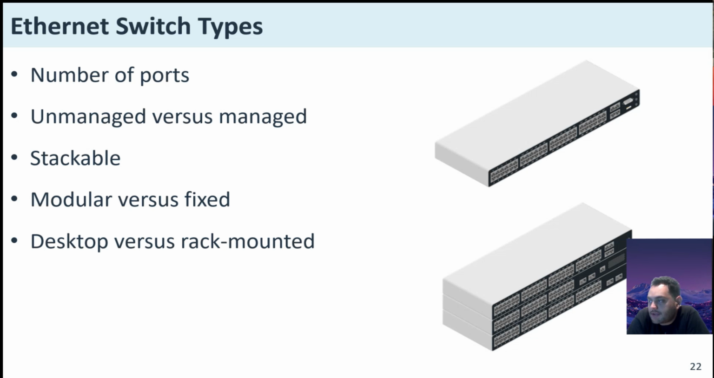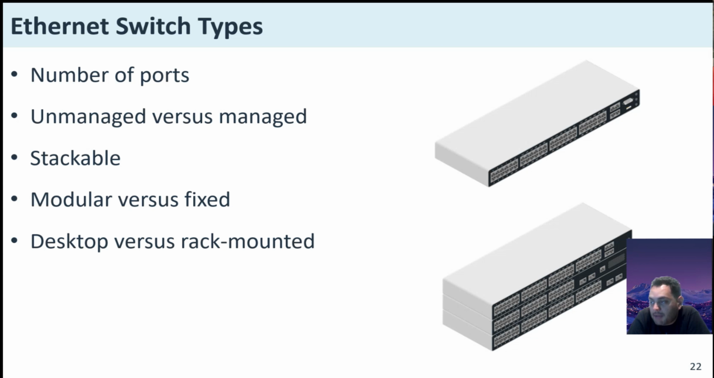Modular versus fixed. A fixed switch comes with a set number of ports that cannot be changed or upgraded. A modular switch has slots for plug-in cards, meaning they can be configured with different numbers of and types of ports. Remember, some of those modular ports allow you to add SFP and other connections for your switch.